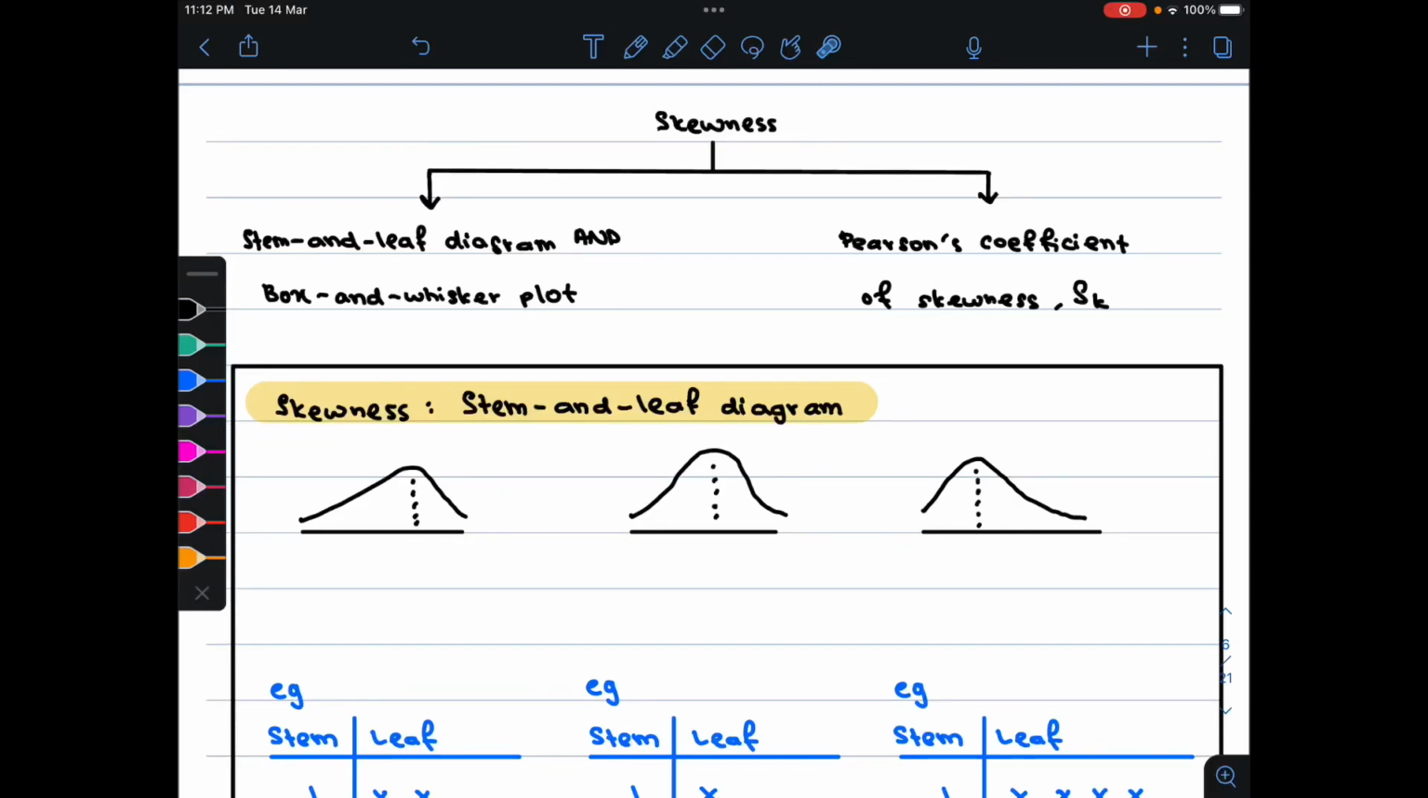The next part in 6.2 is about skewness. Note that there are actually 3 ways to determine skewness of any distribution. You'll learn about stem and leaf diagram and box and whisker plot in 6.2, and later you'll learn about the Pearson's coefficient of skewness in 6.3. So let's start with the first one, which is stem and leaf diagram.